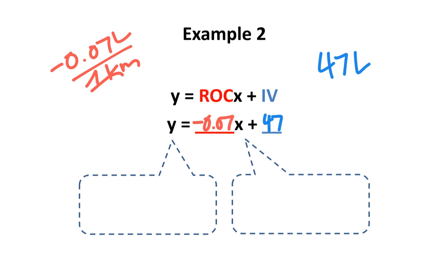Therefore, this situation can be represented with the equation y equals negative 0.07x plus 47, where y represents the column on the right, which was gas, and x represents the column on the left, which was distance.